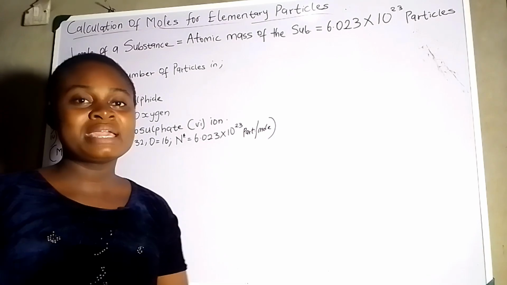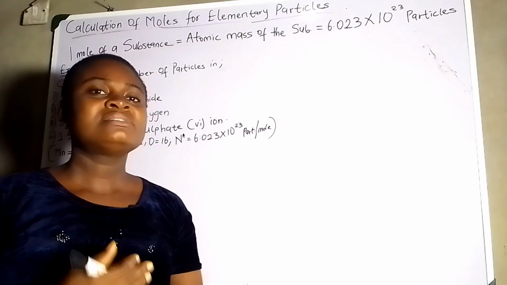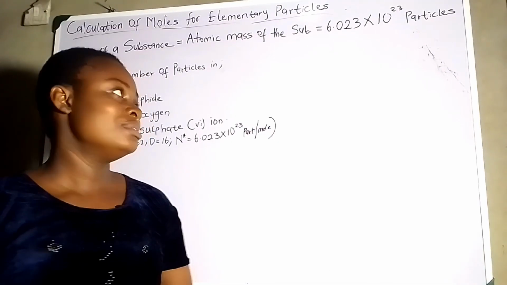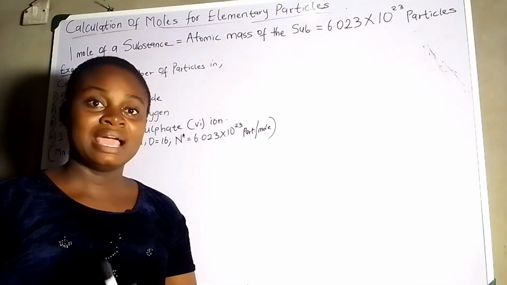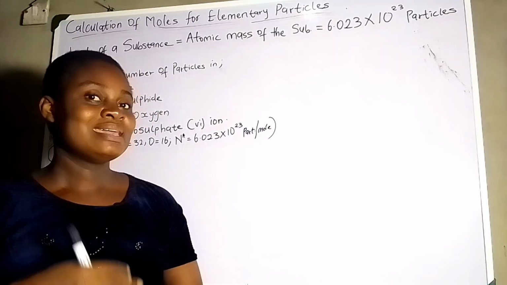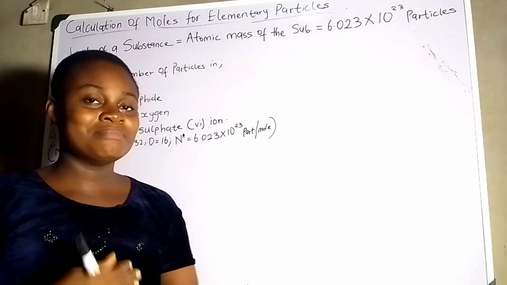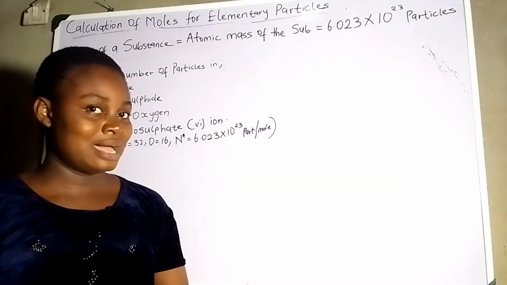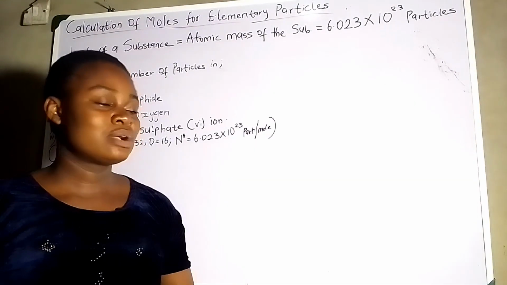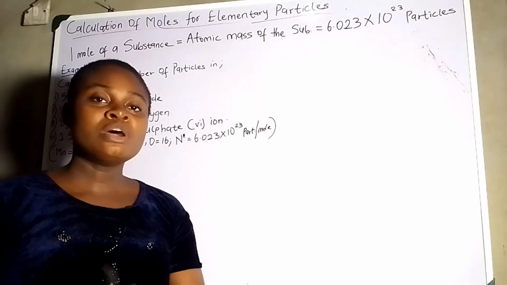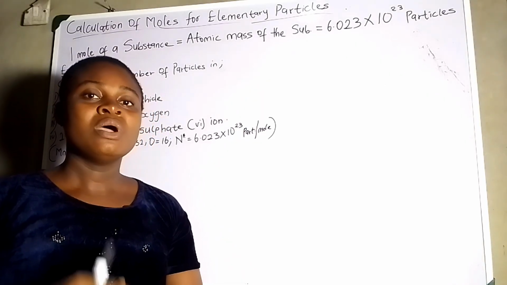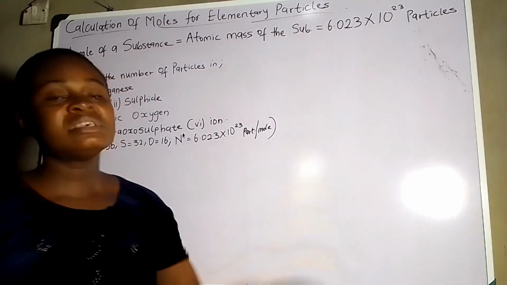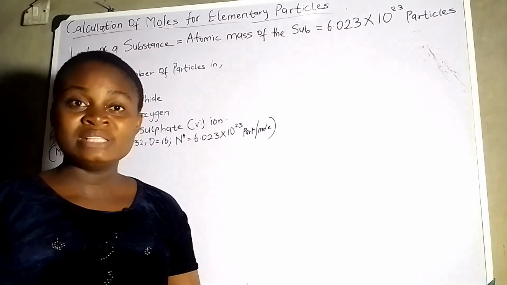Calcium has an atomic mass of 40. It also means that the number of atoms present in 40 grams of calcium is what? 6.023 exponent 23. Water is a compound. It has a molecular mass of 18. It also means that the number of molecules now, not atoms again, molecules, because we are talking about compound, the number of molecules present in 1 mole of water, which is 18 grams, is equal to 6.023 exponent 23.